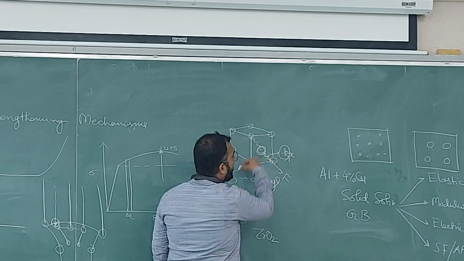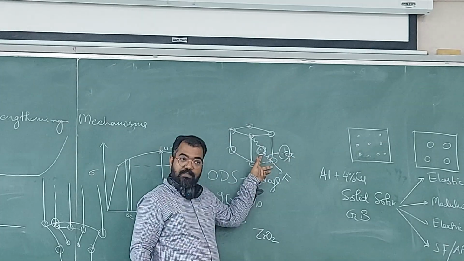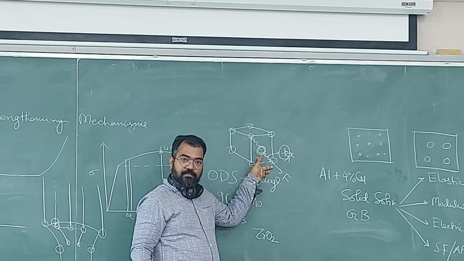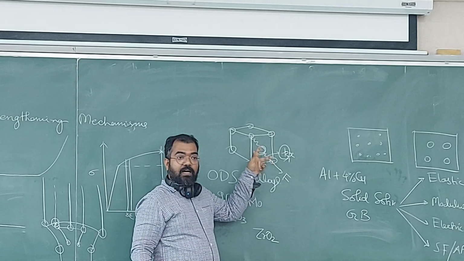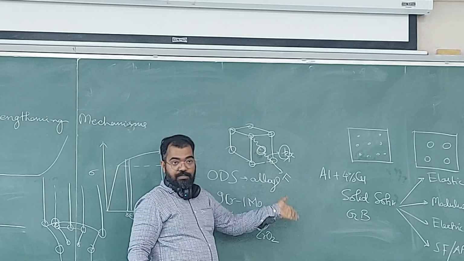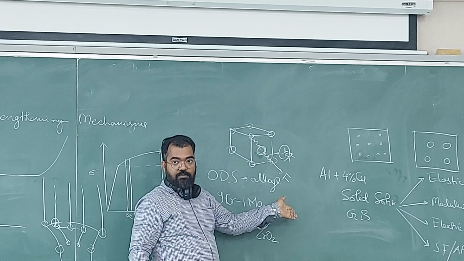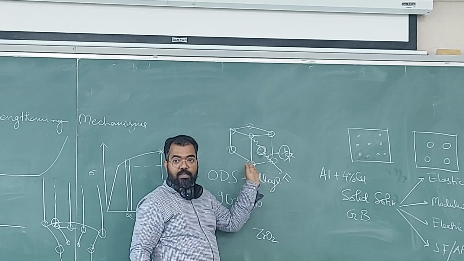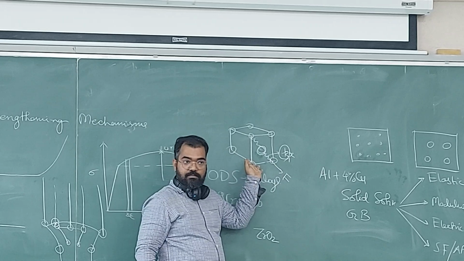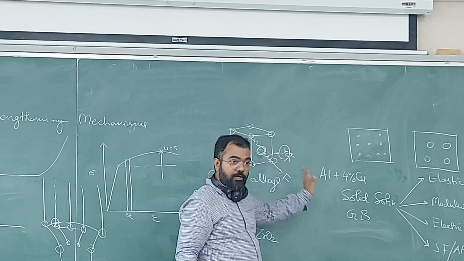If there is copper now, this is going to offer a different resistance. So this is going to have a different modulus in this direction. It will not be equal to the Young's modulus of pure aluminum. Okay? So this is called modulus interaction.